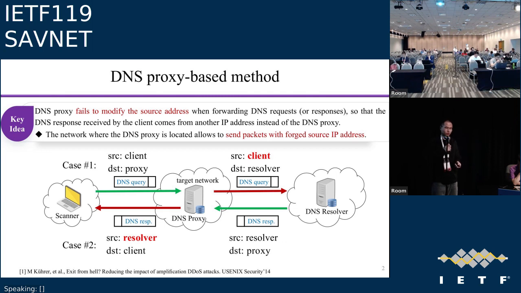For the DNS proxy-based method, we use a scanner to send a DNS query to the DNS proxy in the target network. The DNS proxy will not modify the source IP address and forwards the modified DNS request to the DNS resolver. So this is a spoofed packet whose source IP address is the client, but not the DNS proxy. In this way, our scanner will receive a DNS response from the DNS resolver directly. Similarly, the DNS response will not be changed by the DNS proxy.